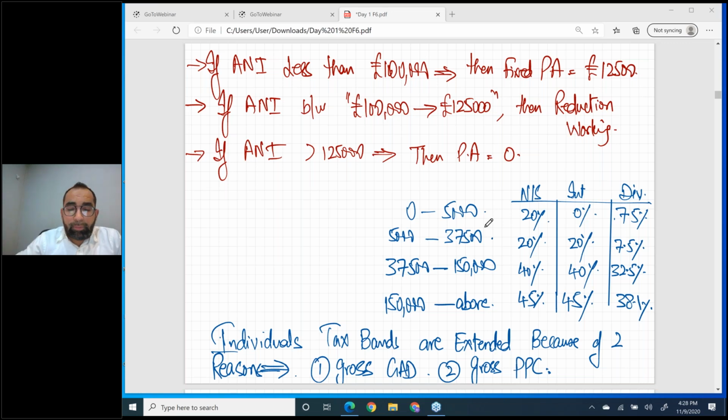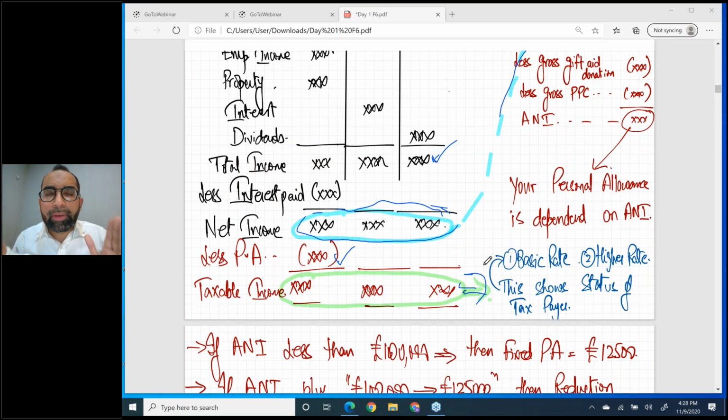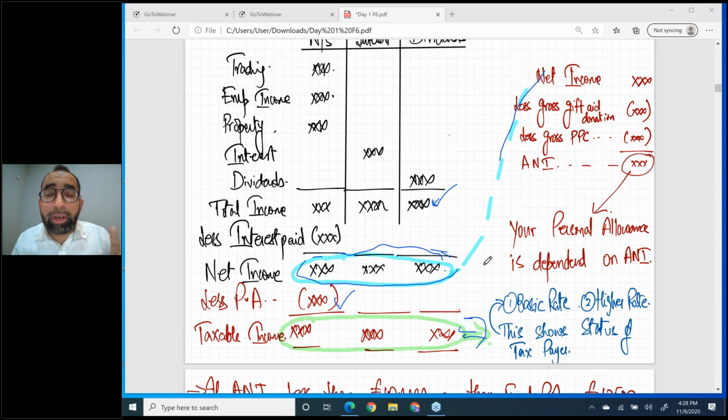Now, one more thing. For the qualifying interest and personal allowance, what is the priority? They are always deducted from non-saving income first, then interest, and then dividend. If something is left, then go to interest. If something is left, then go to dividend. This is the order.